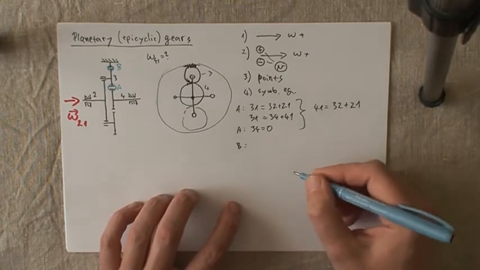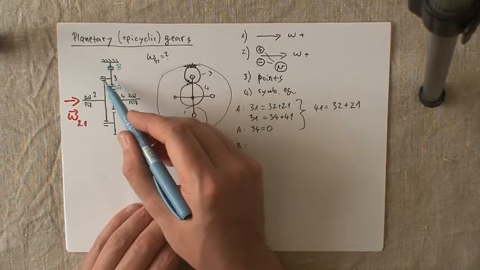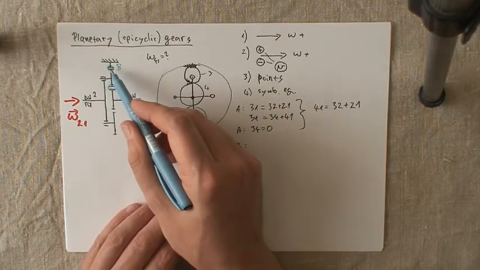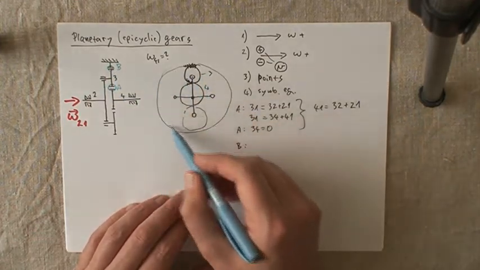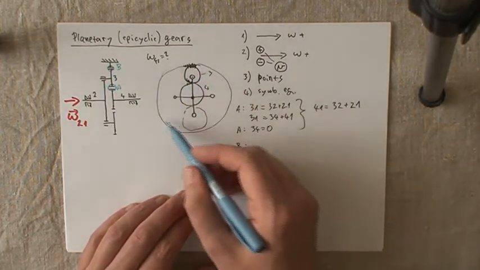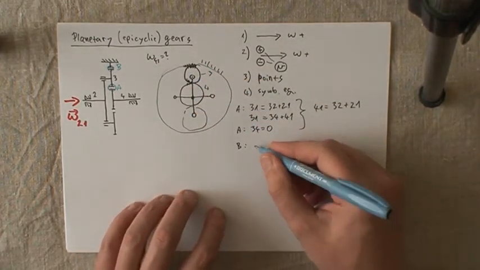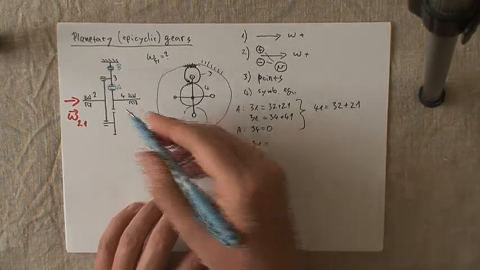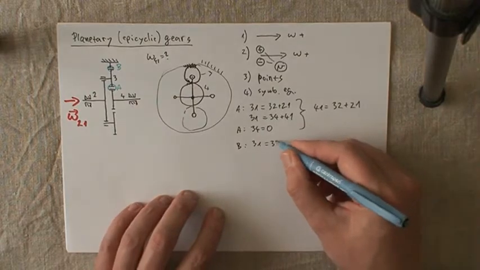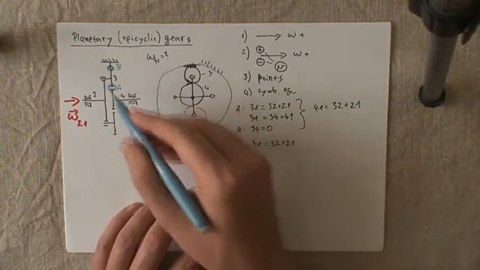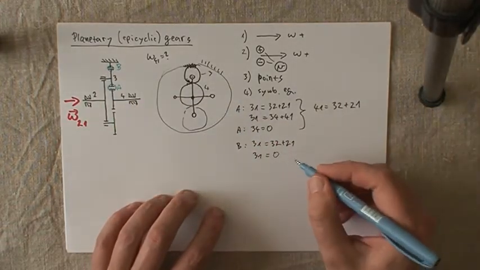Now in B, which is here, we can go through the carrier, and the other side, well, that's the frame, right? Because this ring gear is fixed. It's fixed to the frame. Therefore, through the carrier, 3,2, 3,1 is 3,2 plus 2,1. And 3,1 is equal to 0, right?